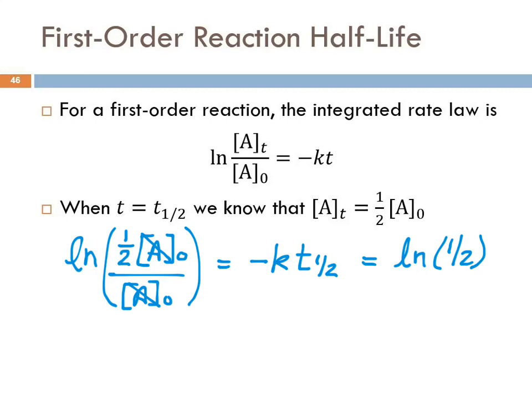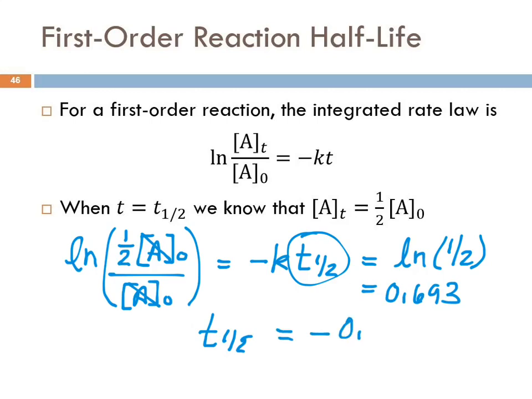It's 0.693. So this is equal to 0.693. So then what does T1/2 equal? T1/2 is equal to negative 0.693 divided by the rate constant. The ln of 1/2 is actually negative.